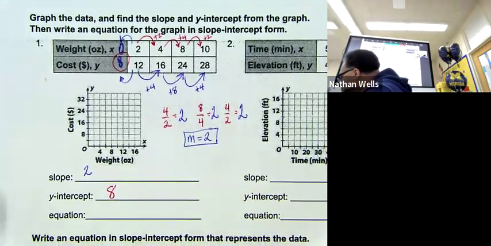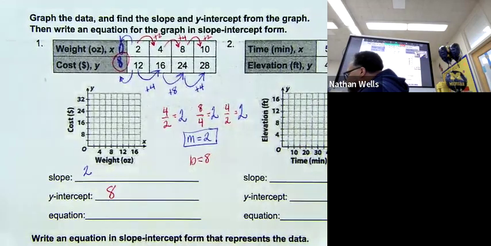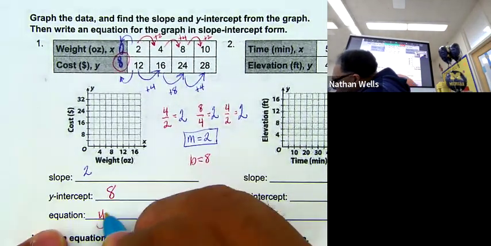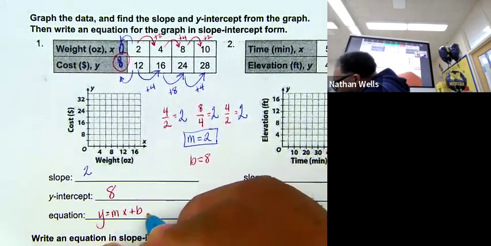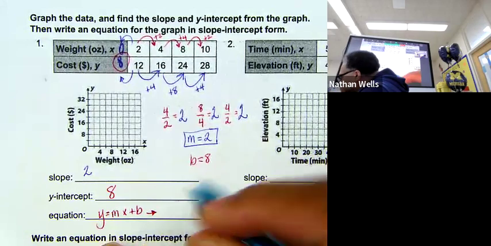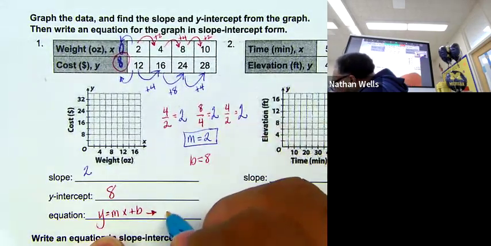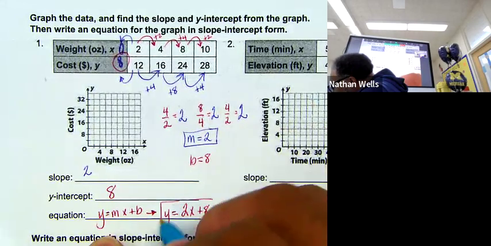So that means that b is equal to 8. So in your equation, remember, it's y equals mx plus b. And you just replace the m with 2 and the b with a positive 8. So my equation is y equals 2x plus 8.